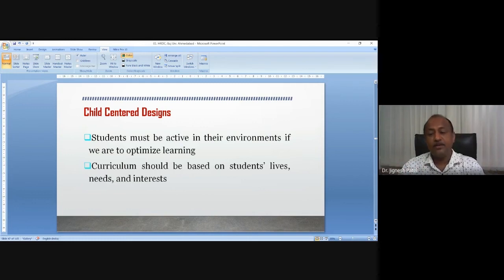Students must be active in their environment if we are to optimize the learning. The curriculum should be based on students' lives, needs, and interests. So while framing the curriculum, we have to arrange the content in such a way that students are the focus of the curriculum, not the teacher. Here, more activity-based learning and more practical aspects should be focused so that the student is active. If we are just delivering the knowledge through our lectures, through our speech, then students might get bored. That is teacher centered design, but here we are trying to focus on students. So the student is prime in the whole process.